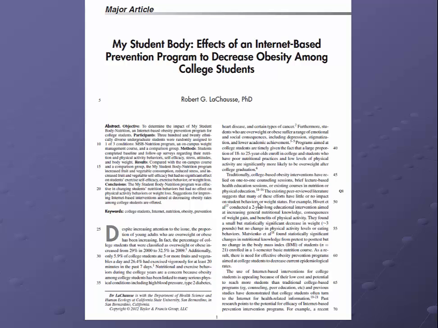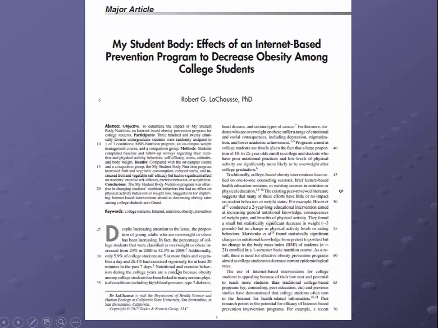So let's take a look at the article I wrote on the My Student Body program. You can see, starting on line 25 and going all the way to line 44, this is the introductory paragraph. In that introductory paragraph, I talk about obesity as a problem, specifically among college students, and I got that information from an article.